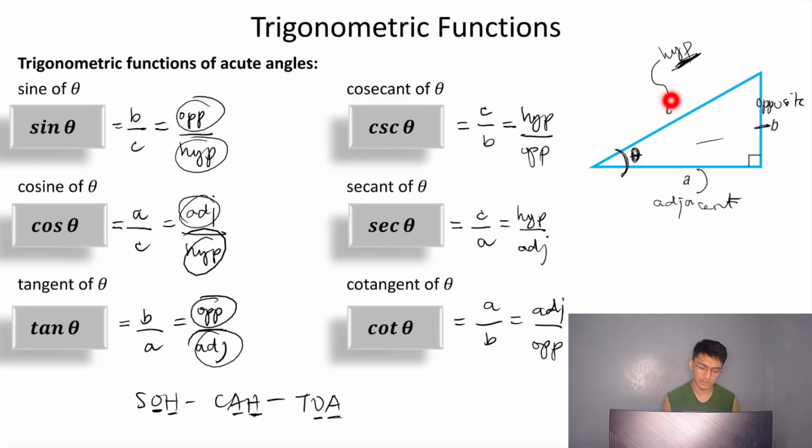Opposite over adjacent. Now, kailangan na lang natin tandaan na yung cosecant theta is the reverse function of sine theta. So, babaliktarin na lang natin itong dalawa na to. And secant theta is the reverse function of cosine theta. And finally, the cotangent theta is the reverse function of the tangent theta. So, these are the trigonometric functions of acute angles, or simply, we just call them the basic trigonometric functions.